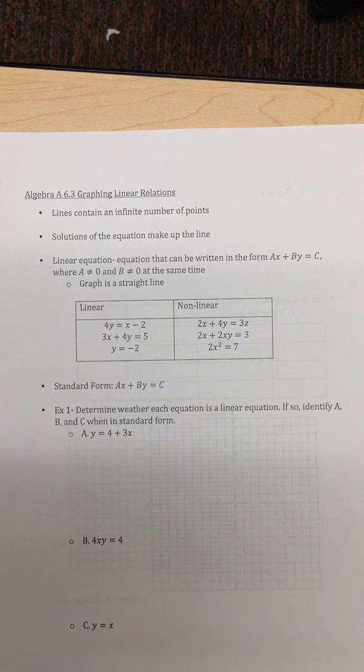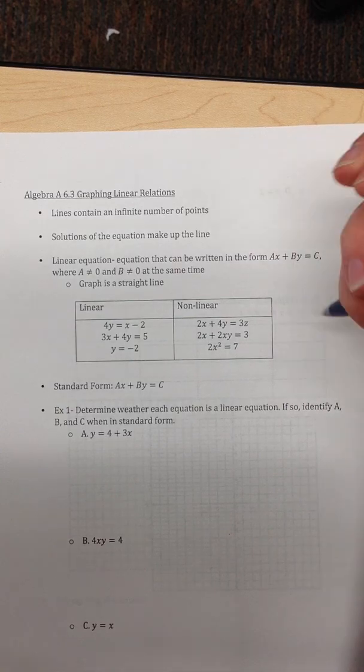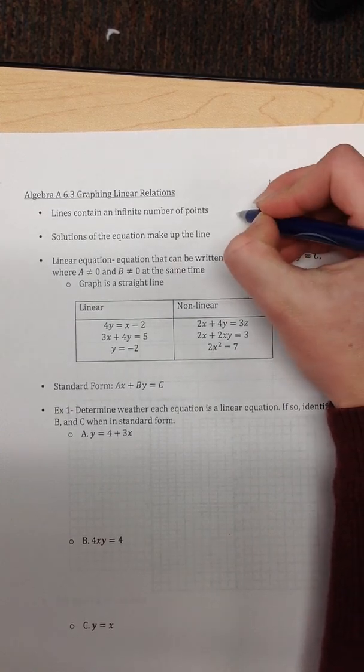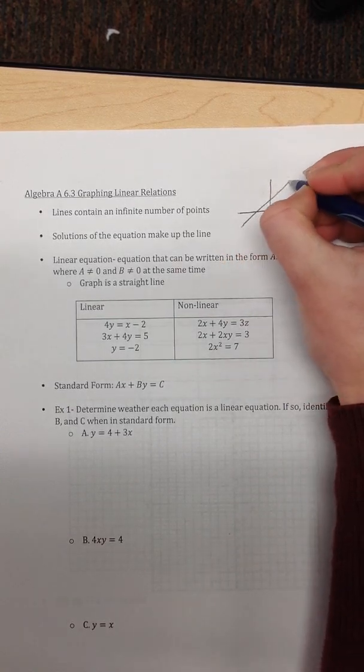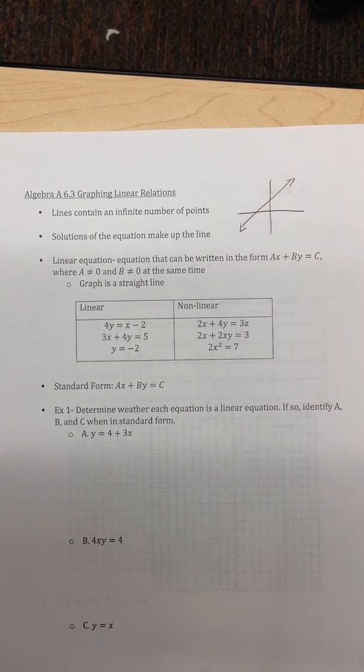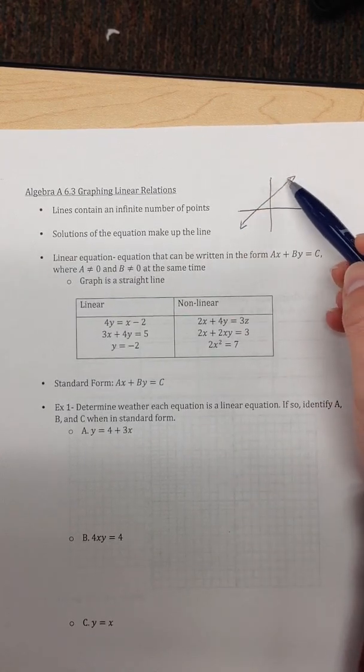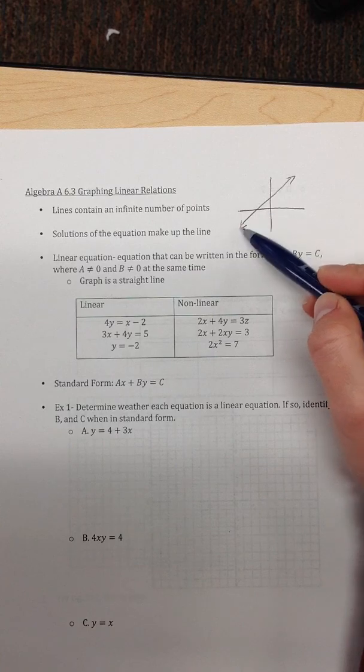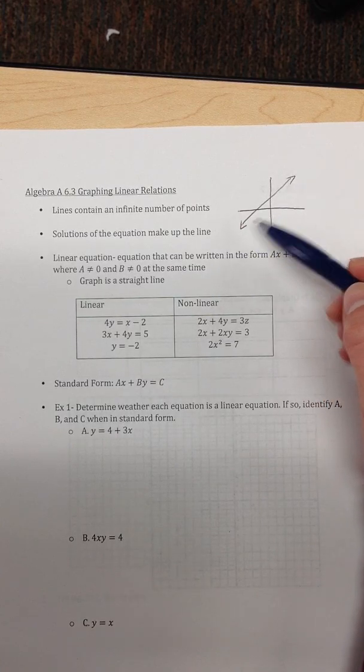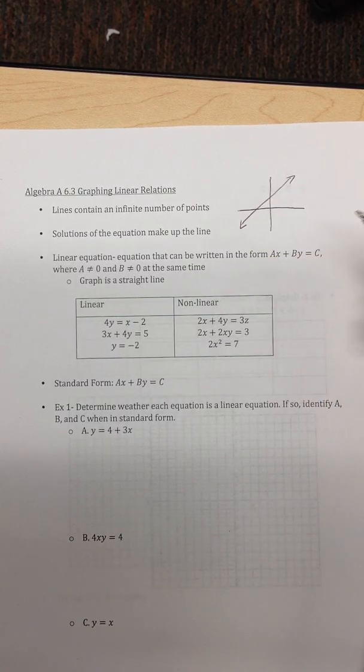When we graph lines, there's actually an infinite number of points. So you could pick any point, and when you graph it, it should be on a line when we're doing linear stuff. Say we've got our graph here, we end up graphing that line, and we put arrows on each end because it's going in both directions forever, and there's an infinite amount of points on that line.